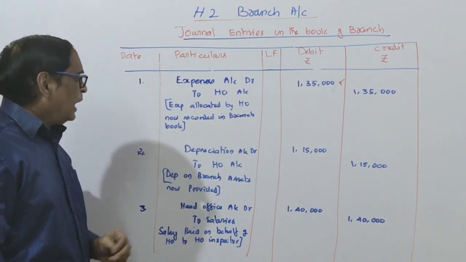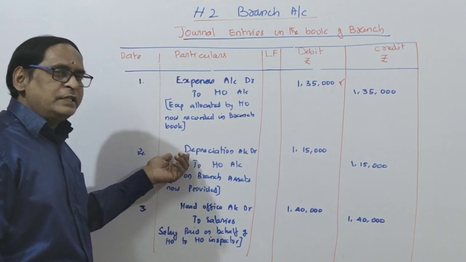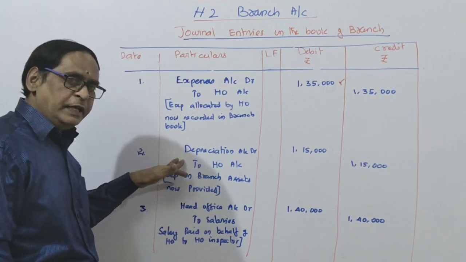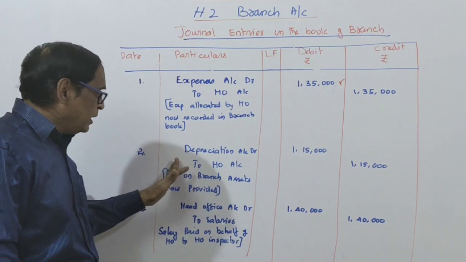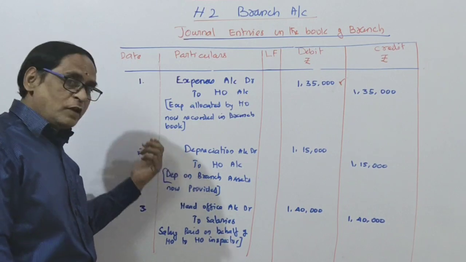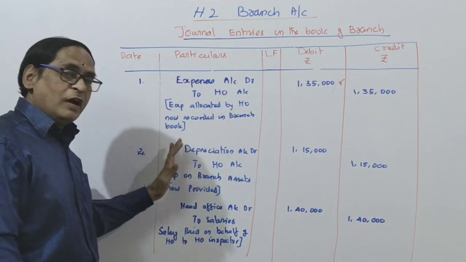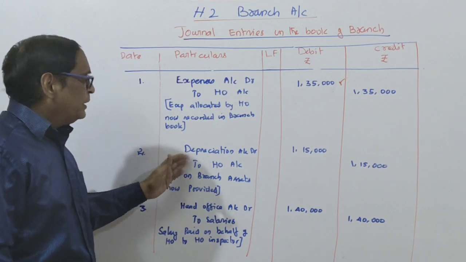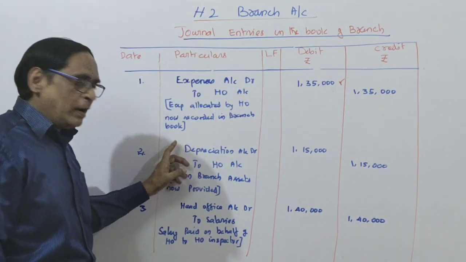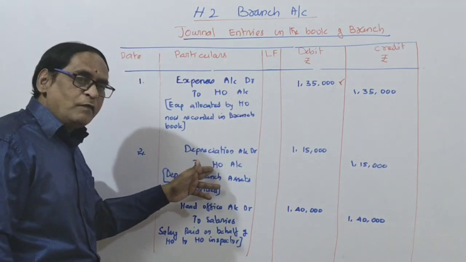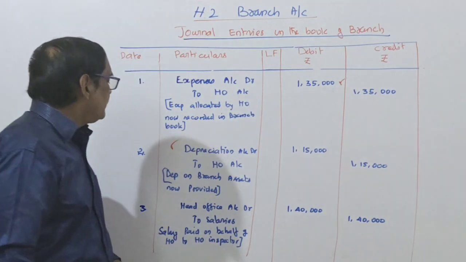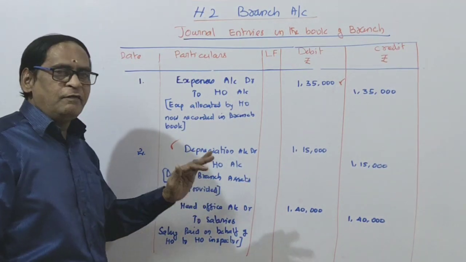That is enough. And then depreciation. Depreciation for assets. Actually, all branch assets are maintained in the head office book only. If head office book maintains all assets accounts, including branch assets, then what will be the journal entries in the books of head office and then in the branch? We have already seen that in the last class. So here, depreciation should be debited in the case of branch account, but head office should be credited. Depreciation account debit to head office account. This is another entry. Depreciation on branch assets now provided for.